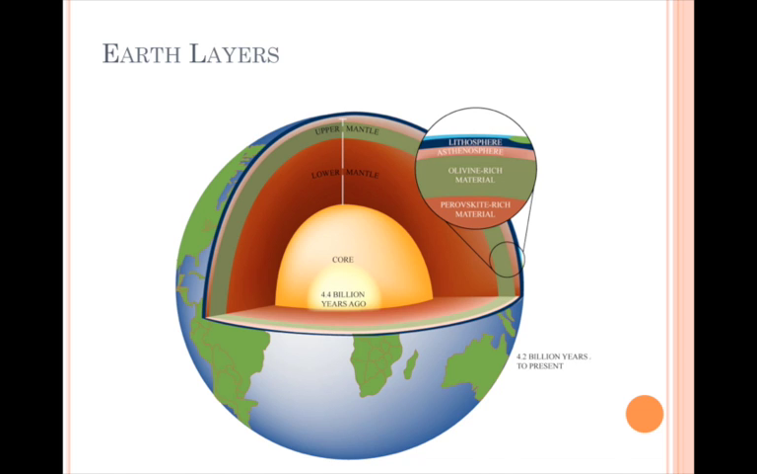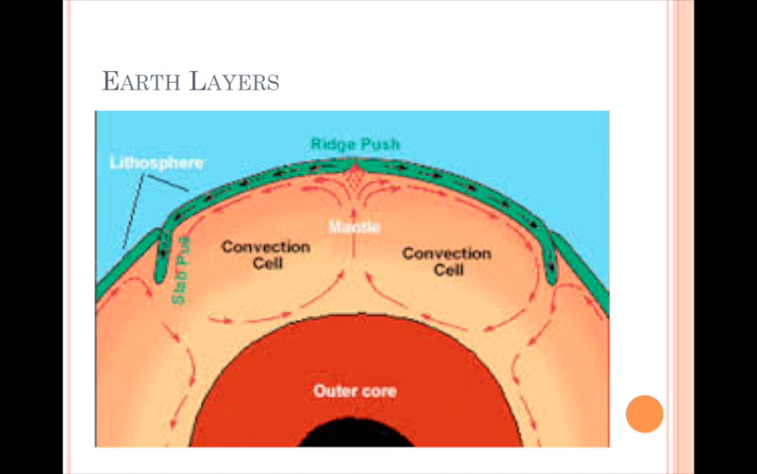The Earth is made of layers, and as you can see here in this illustration, the lithosphere is just the outer shell, almost like the shell of an egg. With the lithosphere, the plates are either being pushed apart or are subducting or converging with each other.